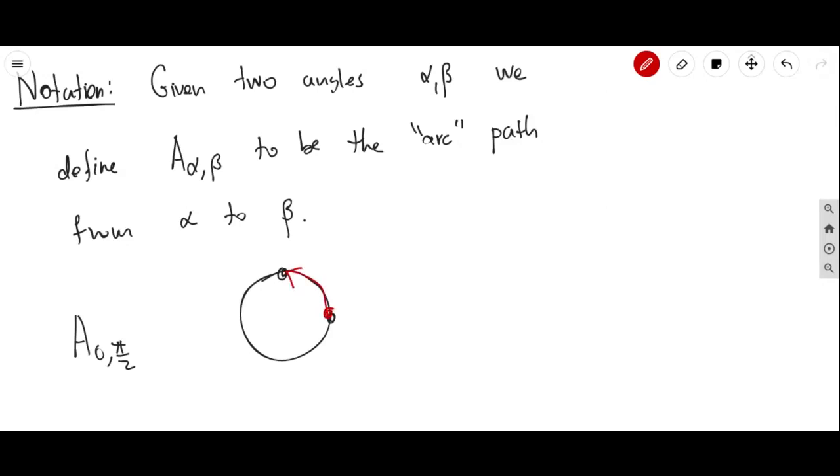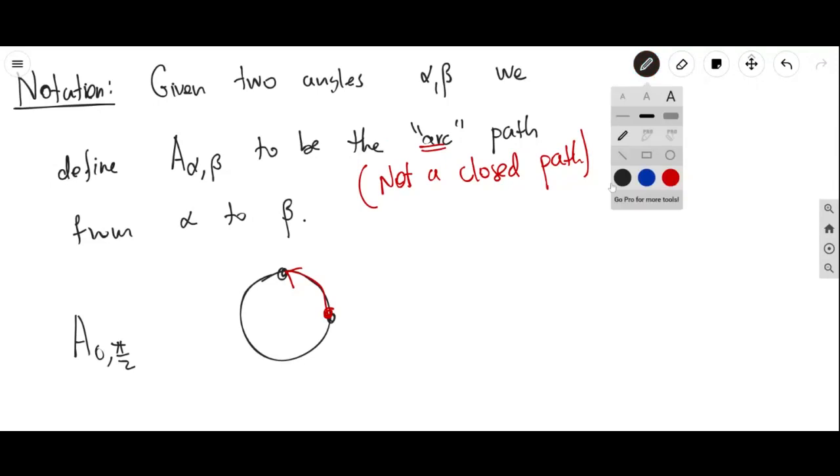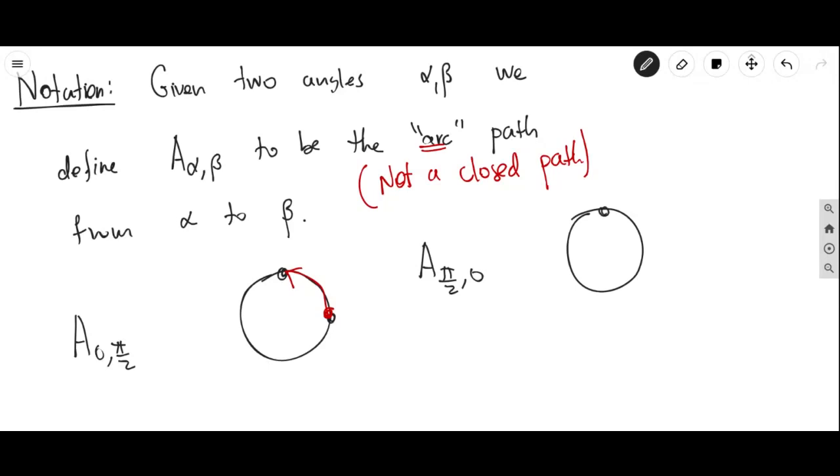Be your path. This is not a closed path, okay? So just make sure this is not a closed path. That's why we call it an arc. It's not a closed path. If you have, however, A(pi over 2, 0), that would just mean you go from pi over 2 back to 0. So that would just mean the picture would just go in reverse. It would just mean that your path will go clockwise.